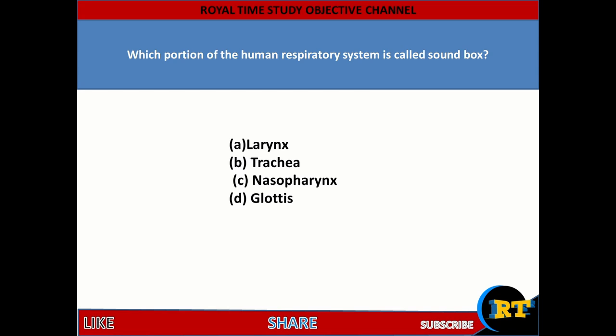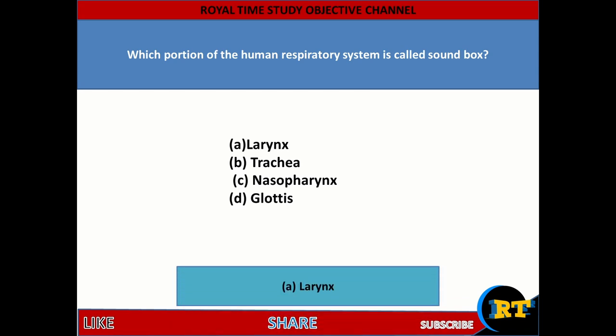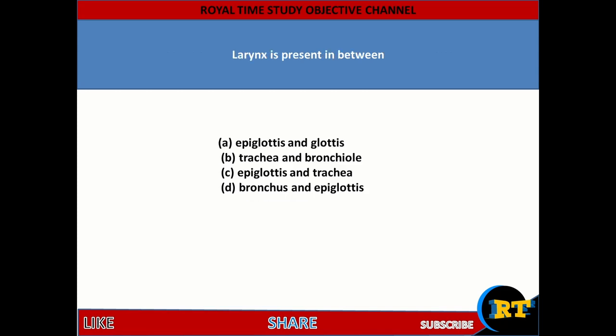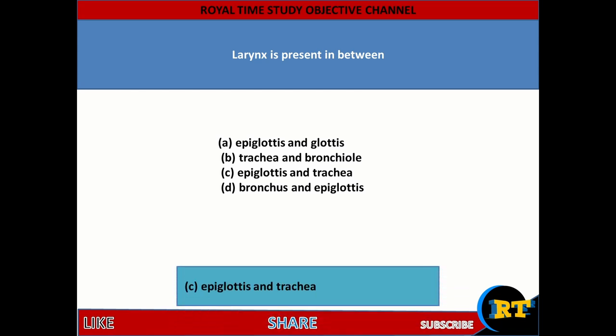The correct answer is option number A, larynx. Larynx is present in between option number A, epiglottis and glottis. B, trachea and bronchioles. Option number C, epiglottis and trachea. Option number D, bronchus and epiglottis. And the correct answer is option number C, epiglottis and trachea.